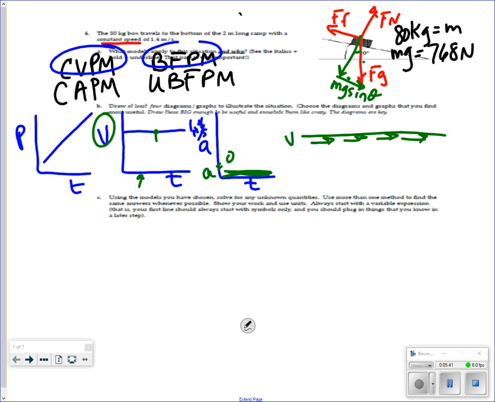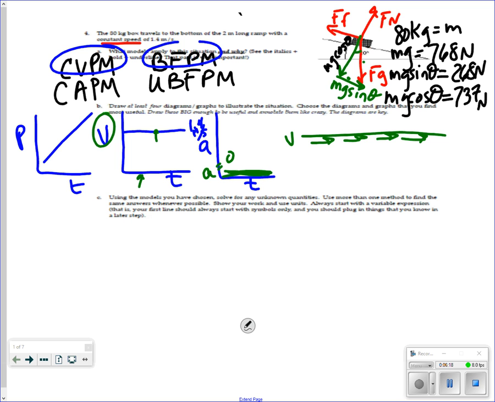Then we can figure out our mg sine theta. That's going to be important. I'm just going off of my answer key here for numbers. Make sure you're in degrees, not radians when you do this one. So 268. The mg cosine theta is this piece, my adjacent side with my hypotenuse. Mg cosine of theta, where theta is 20 degrees, is going to be 737 newtons.